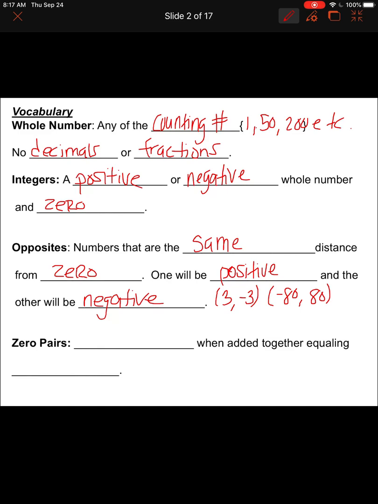Zero pairs. They are opposites. When added together, they equal 0. So if I add my opposites of 3 and negative 3, I'm going to get 0. If I add my opposites of negative 80 and 80, I'm going to get 0. Okay? So again, if you need to fill this in, pause the video and get what you need.